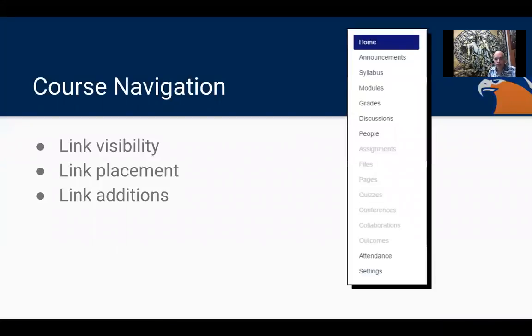For course navigation, there are three options that we have on those links. Three things to think about. One is link visibility. The second is the link placement, so where it is located on the menu. And then finally, adding items to the course navigation menu.